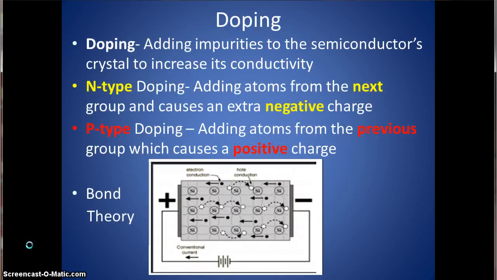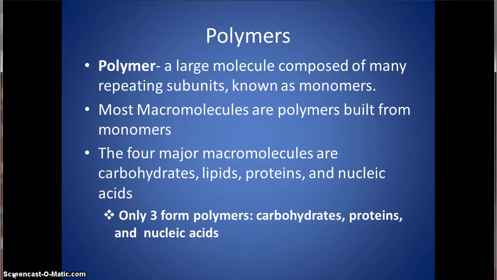Doping is when you add impurities to semiconductors to improve their conductivity. N-type doping is when you add an element from the next group, causing an extra negative charge that comes from the extra valence electron, but p-type doping uses the previous group and causes a positive charge. This creates a hole from the p-type doping, and this allows the electrons to jump around. Band theory is also important to discuss when you're talking about doping, because that's the reasoning behind it all. And polymers, the final thing.